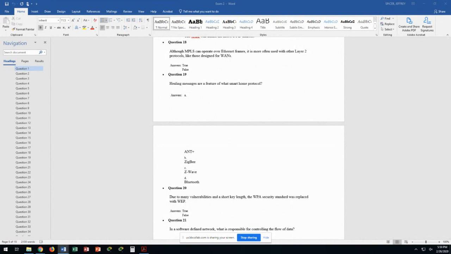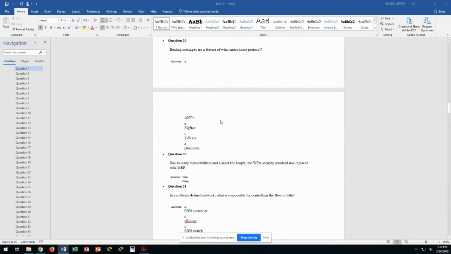All right, 18. Although MPLS can operate over Ethernet frames, it is more often used with other layer 2 protocols, like those designed for WANs. True or false? True. True? Maybe? You think? True. It is true. You just weren't confident with your true. It's like, is that a question?